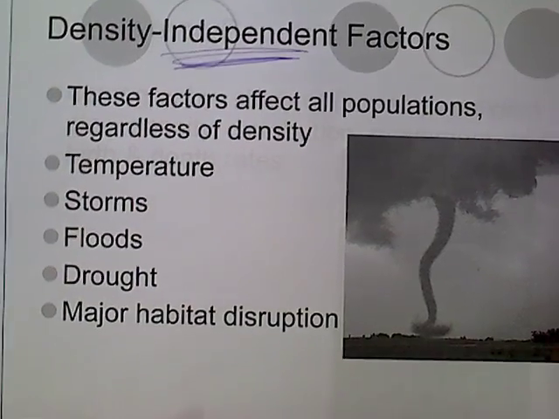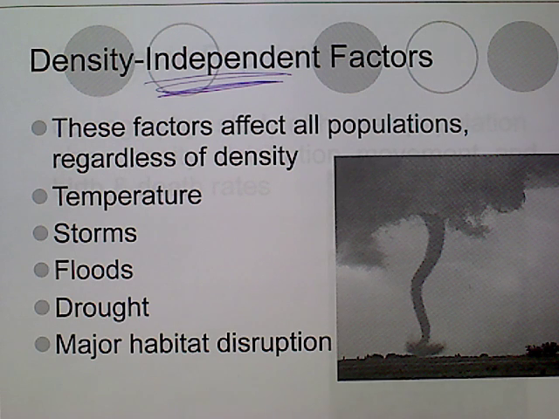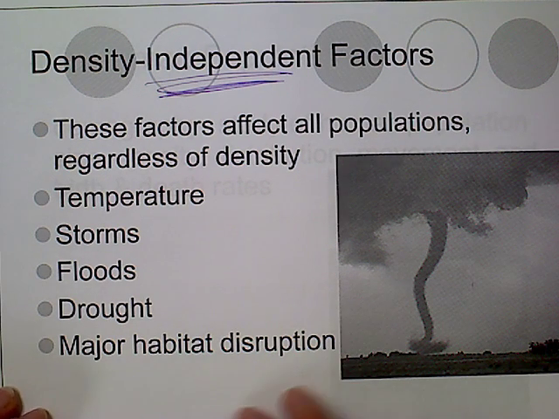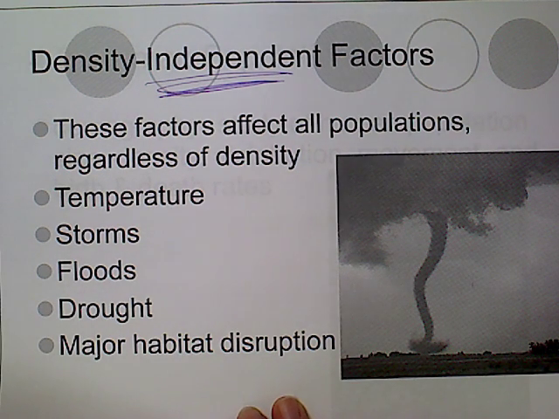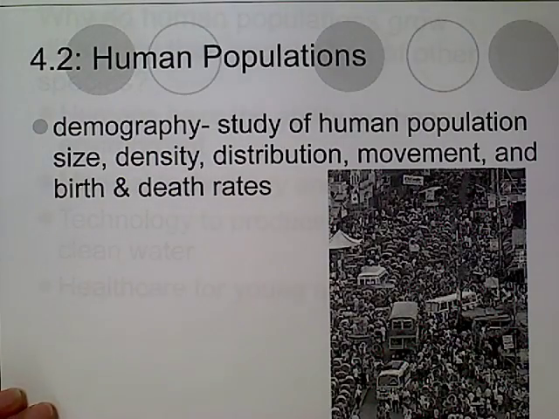You can have density independent factors. These are the type of things where it doesn't matter. Their effect is not going to increase if your density increases. Their effect is going to be the same. Temperature, storms, flood, drought, major habitat disruption, natural disasters, tornadoes, things like that.